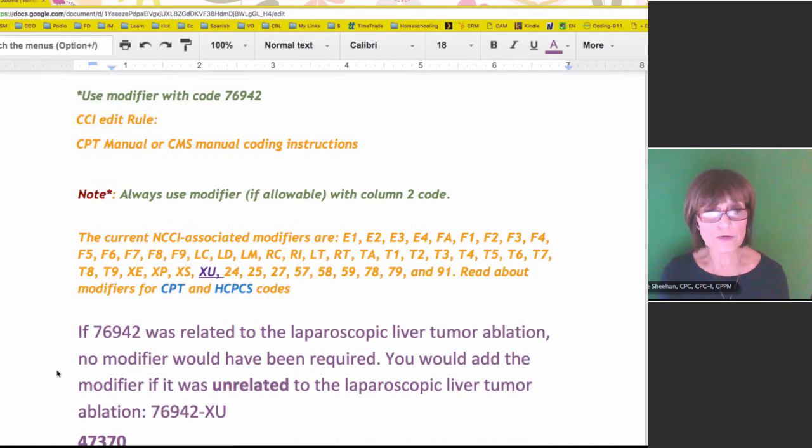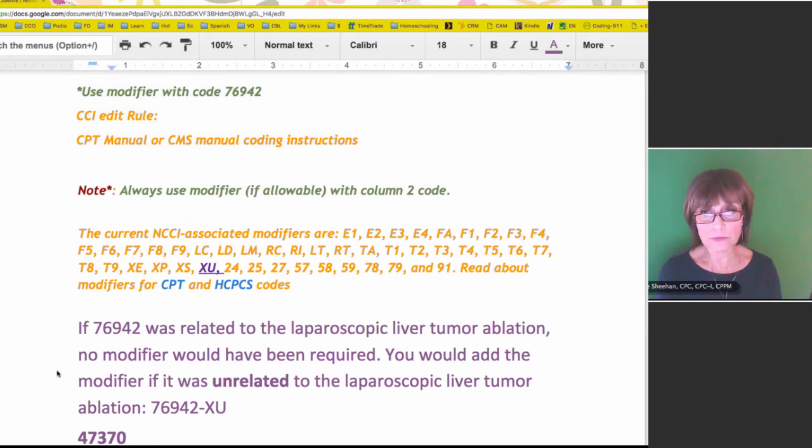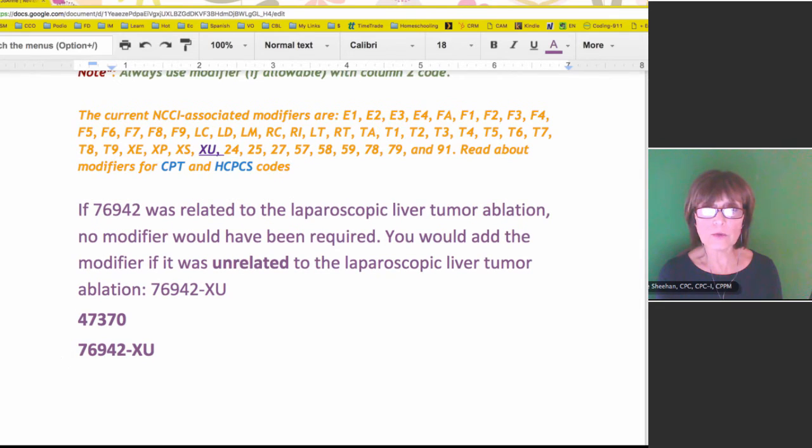But I wanted to stress that one of the things that jumped out at me, and I saw 2 similar examples of this, is that if the 76942 was related to the laparoscopic liver tumor ablation, no modifier would have been required. You would add the modifier if it was unrelated to the laparoscopic liver tumor ablation.